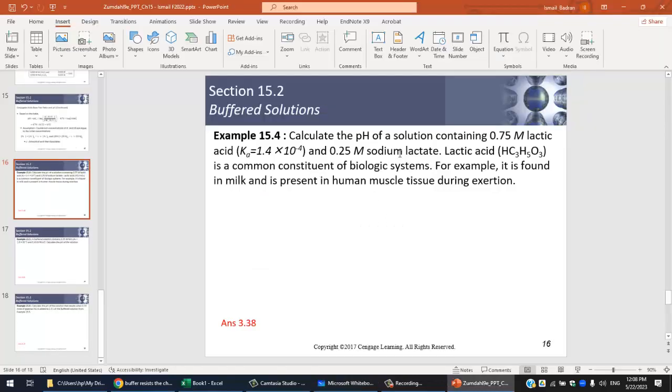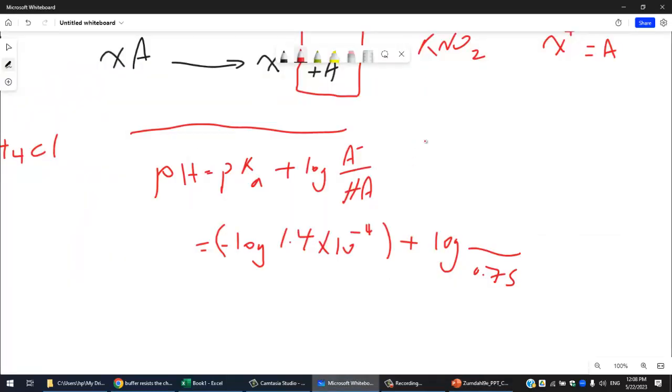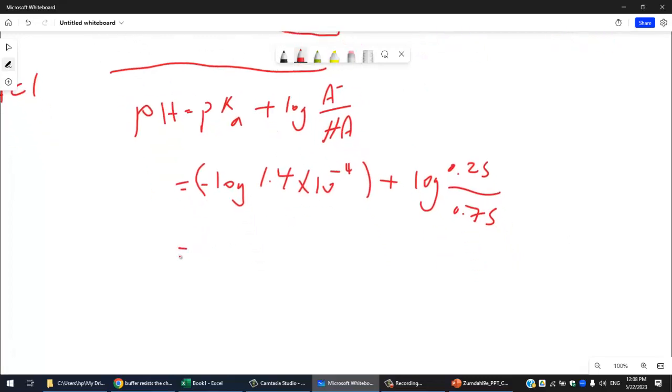And the A minus is sodium lactate, so that will give you sodium plus and the lactate ion, which is the A minus. And because it's a salt that dissolves completely in water, it should give you the same concentration. So a 0.25 molar salt will give you a 0.25 molar of also the base. So that's ready here. You can use your calculator to do the calculations.